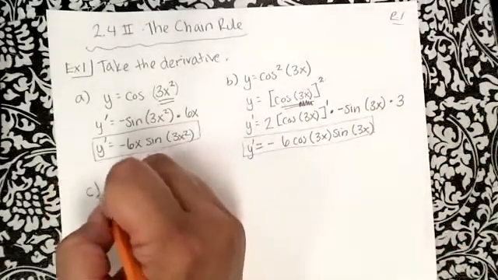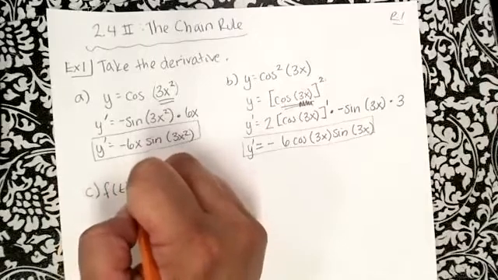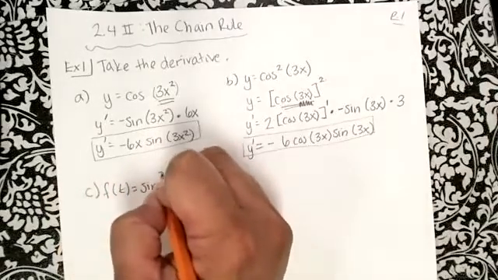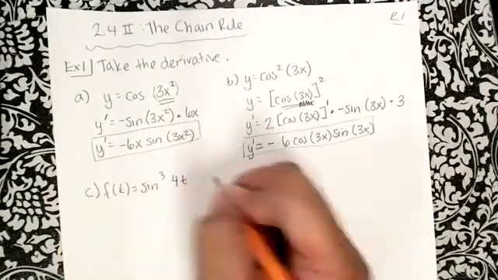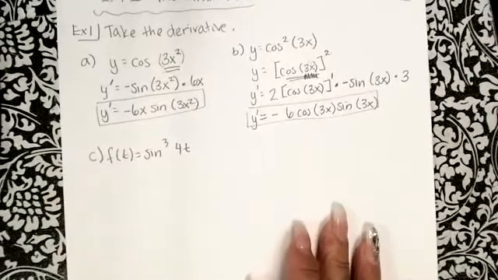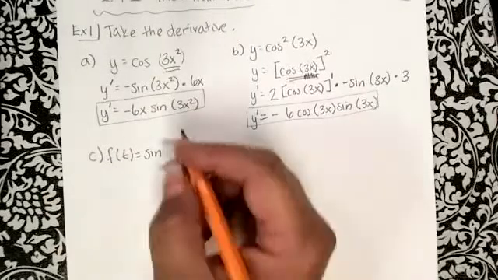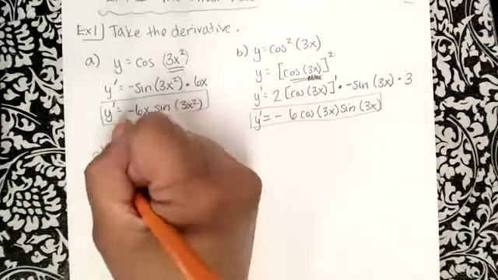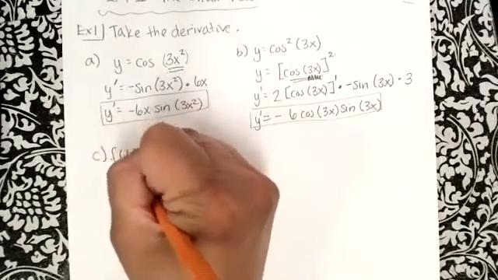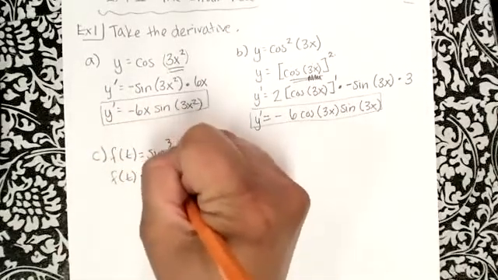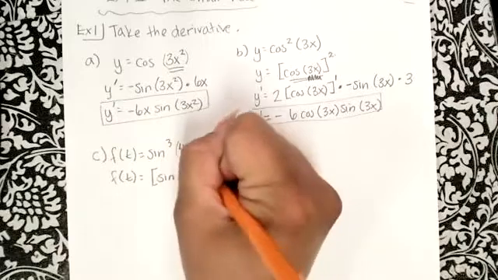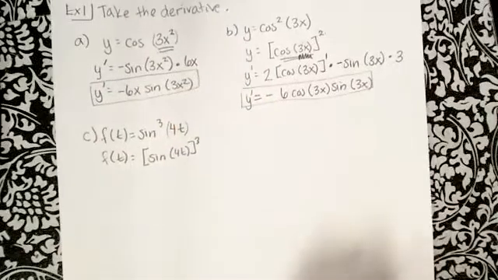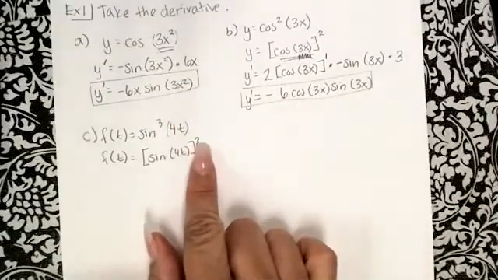So I'm doing the chain rule inside the chain rule. This one's going to be the same thing, the chain rule inside the chain rule. I'm going to rewrite this as f of t equals sine of 4t raised to the 3rd power. Start by taking the derivative of the outside.